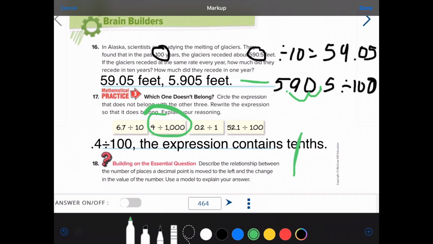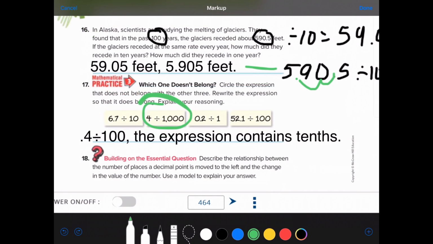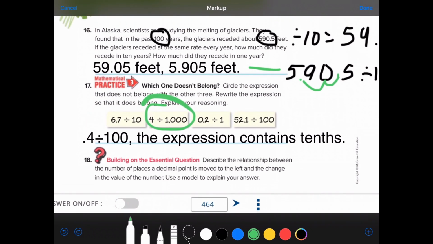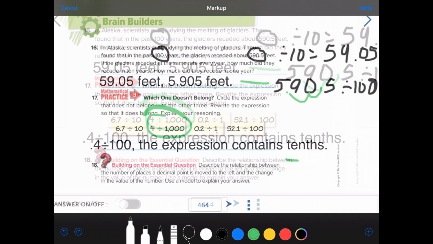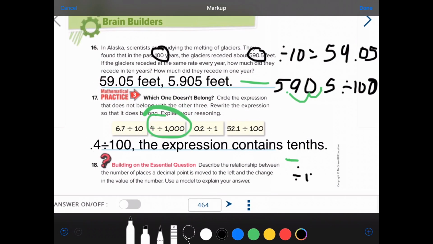And number 18. Describe the relationship between the numbers of places a decimal point is moved to the left and change the value of the number. Use a model to explain your answer. So right here on number 18, what I want you to do is I just want you to put, you divide by a 10, that the decimal moves left. That's pretty much what I want you to put here on number 18.